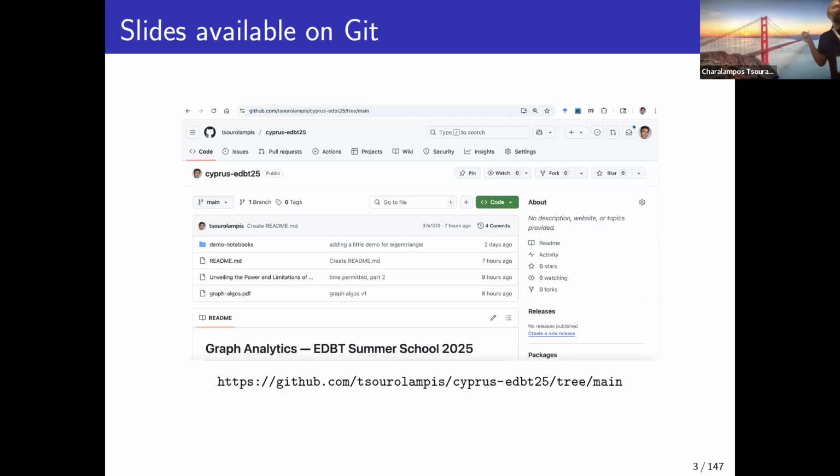If you want, you can download the slides. They're available on Git. You can see the link here. It's under my personal Git, Cyprus-EDBT25, in case you want to download the slides and keep track or take a peek in what follows.